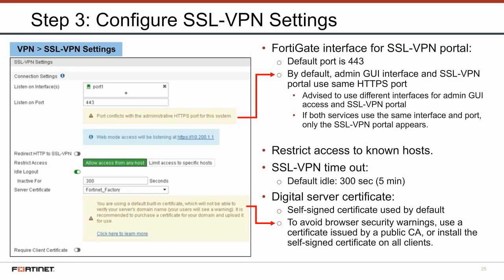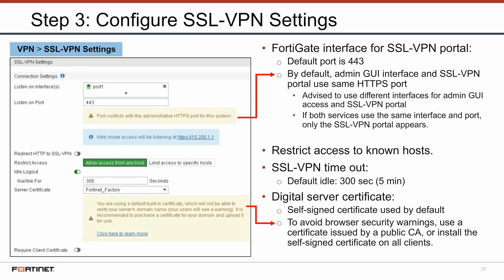To have access to both portals on the same interface, you need to change the port number for one of the services. If you change the admin access port, this will affect the port number for that service on all interfaces. Also, an inactive SSL VPN is disconnected after 300 seconds, 5 minutes of inactivity. You can change this timeout using the idle logout setting on the GUI.